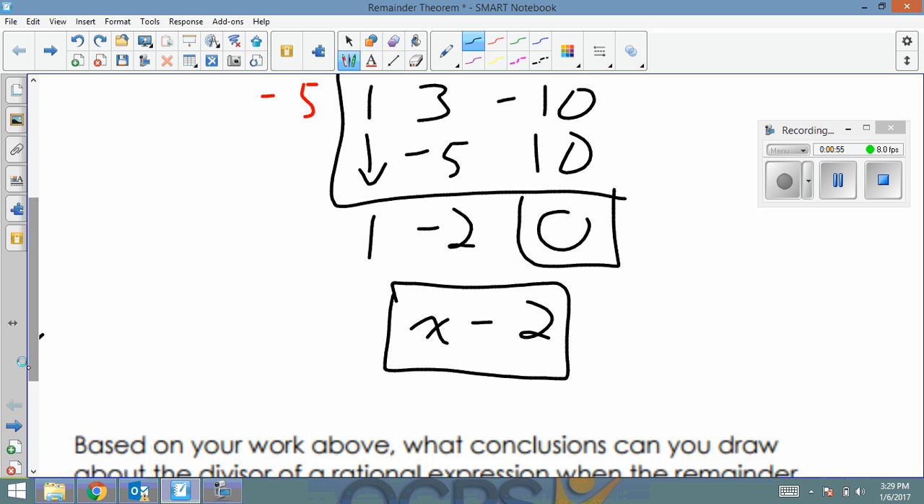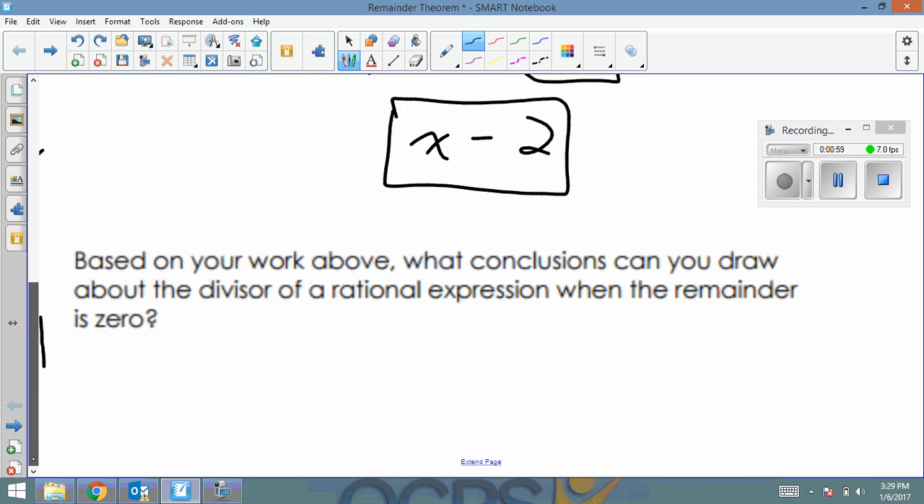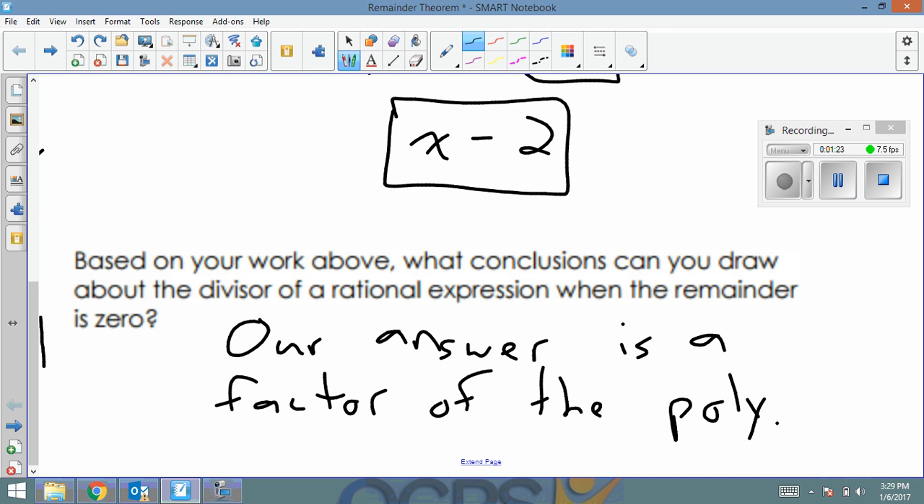It says, based on the work above, what conclusions can you draw about the divisor of the rational expression when the remainder is 0? And what we say is our answer is a factor of the, I'm going to abbreviate, but it's supposed to be polynomial. So I'm going to put polynomial. Okay?